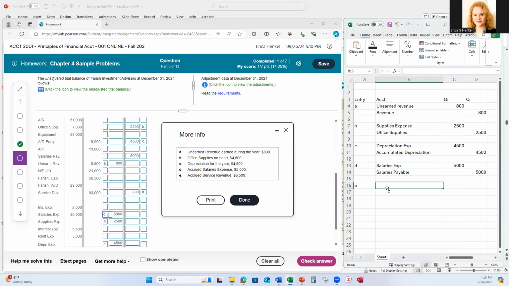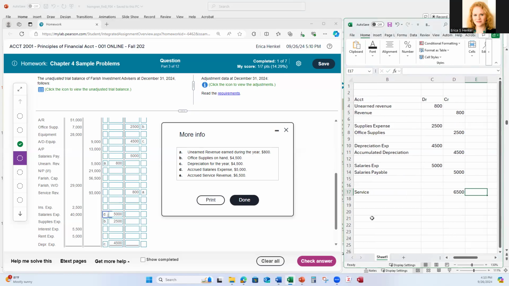So now our last entry, accruing service revenue. So last time we accrued an expense, which is a debit. We're going to accrue a revenue on here, which is a credit. So just remembering that dealer acronym that, let me grab this.